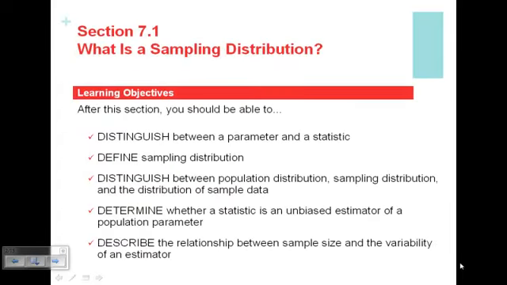In today's lesson we're going to learn the difference between a parameter and a statistic. We will define what we mean by a sampling distribution. We will talk about the difference between a population distribution, a sampling distribution, and a distribution of sample data. We will try to talk about what we mean if a statistic is unbiased. And then lastly, we will talk about the relationship between sample size and variability within a sampling distribution.